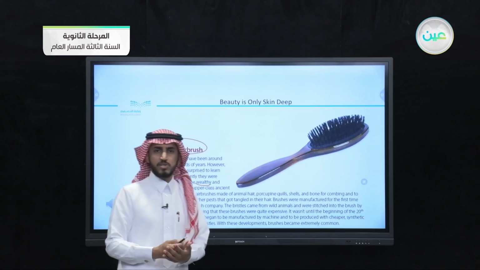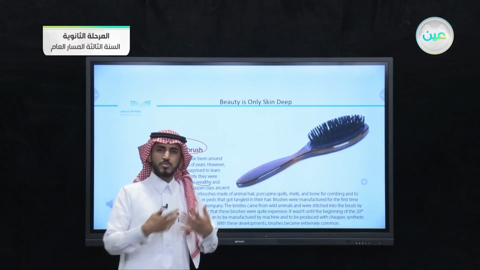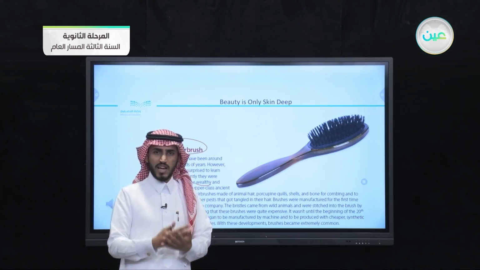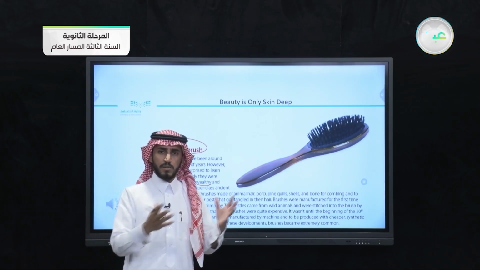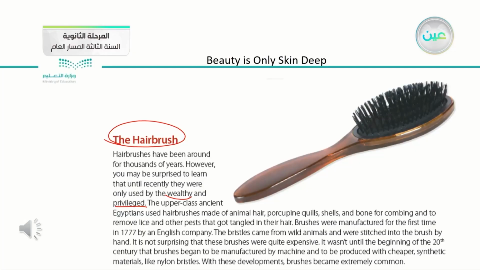The word privileged means someone who has special rights, someone who is entitled to special things that other people don't have. Then after that we have the upper class. Upper class refers to the wealthy and privileged people. So it's fine to use both of these expressions, wealthy or upper class. Ancient means the old people, the people who lived in older times.